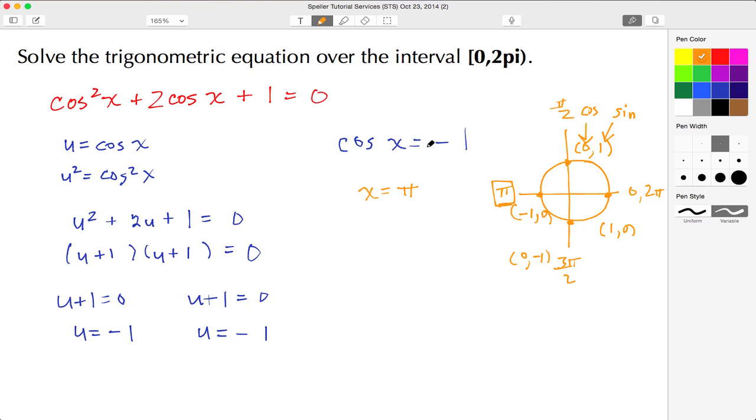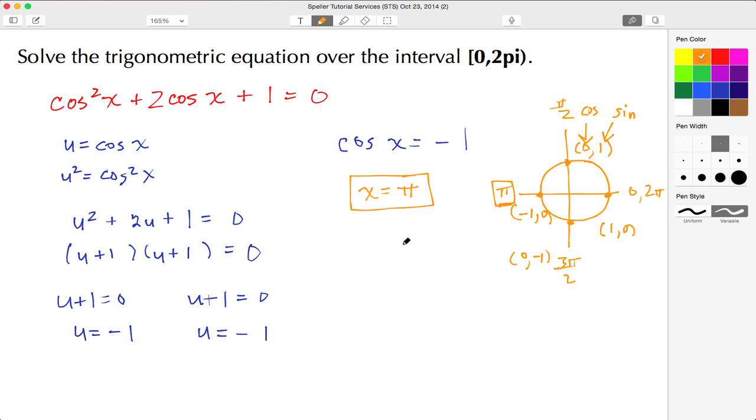Now we stop at this point because we don't have any other values that will fall within this interval. We could go around multiple times, so we have an infinite number of answers, but this interval forces us down to just a single answer, which in this case is just pi.